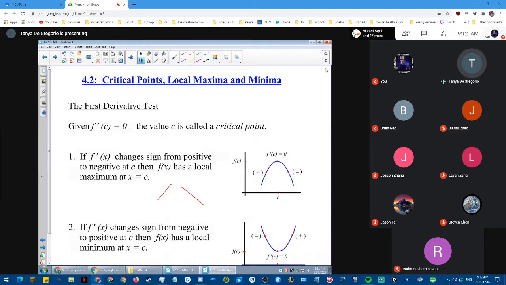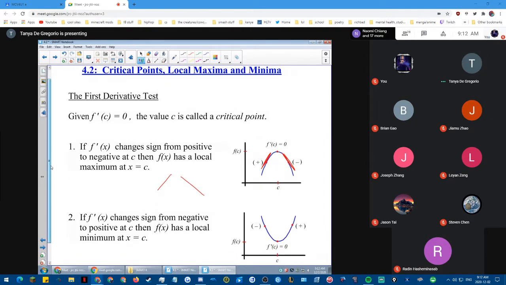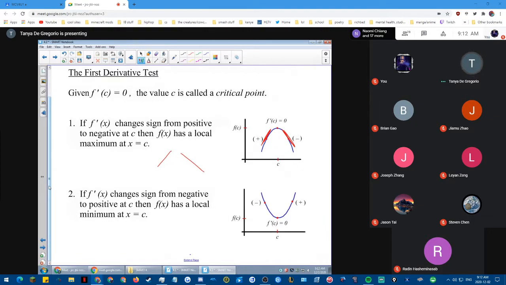And you can see the shape of it even, right? You can see that it's going to be a maximum. Okay, good. If f prime of x changes from negative to positive, then you can see that it's a minimum. And again, you can see the shape, right?